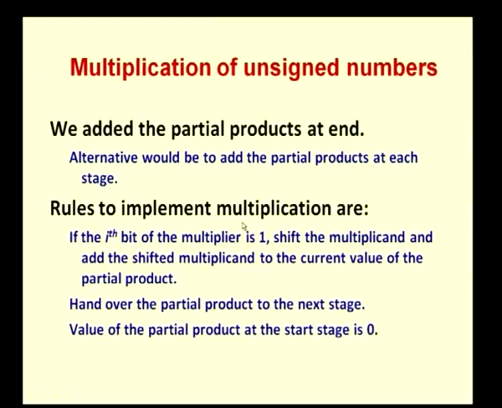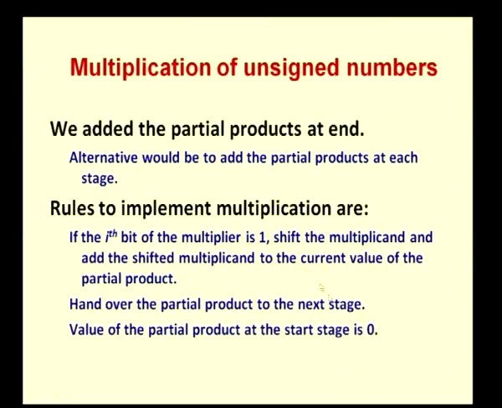So that is one way the actual multiplication is normally done. So we will take a look at how that is done. The rules that we have basically to implement multiplication are: if the ith bit of the multiplier is 1, you shift the multiplicand and add the shifted multiplicand to the current value of the partial product. The initial partial product value will be 0, and then you hand over the partial product to the next stage.